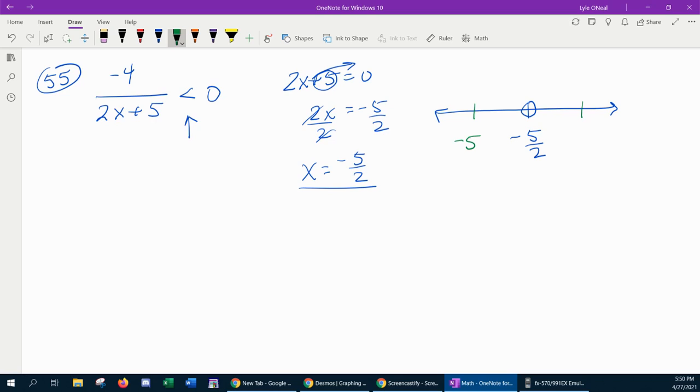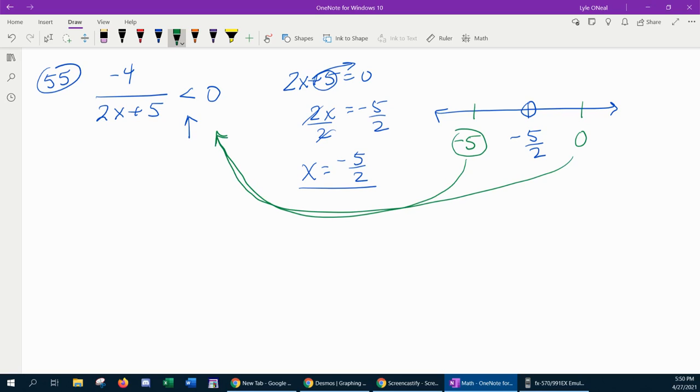And then I need a number on the other side of negative 2.5. I need a test point greater than negative 2.5. I'm going to go with 0. Anytime that you can pick 0 as a test point, do that, because 0 is an easy test point to work with. Now we need to take these test points and plug them back into the inequality to see if we get a true or a false statement.